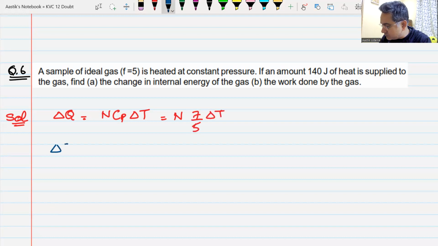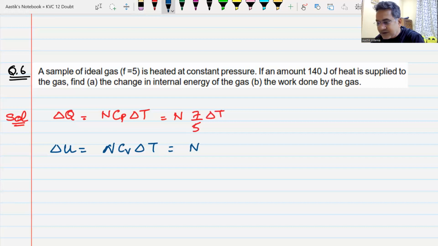What is delta U? Delta U for any process is always equal to N Cv delta T. That will become N into 7 by 5. How did I write 7 by 5? 7 by 2 I should have written, right? Not 7 by 5. I'm also confused. Then N Cv. Cv for this will be 5 by 2 delta T.